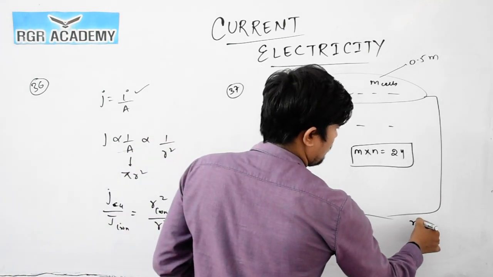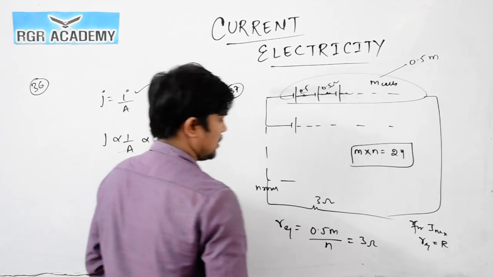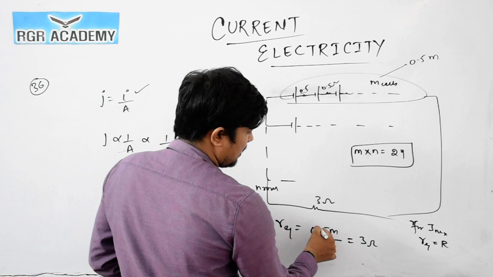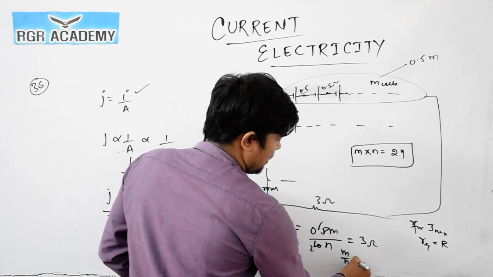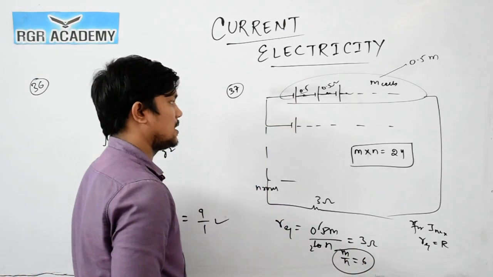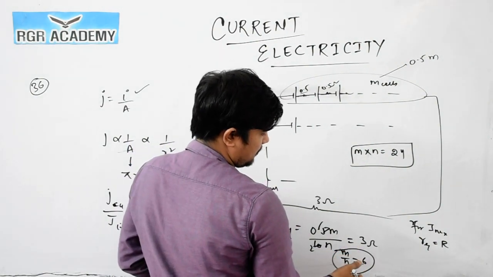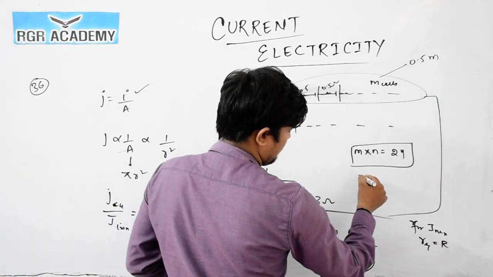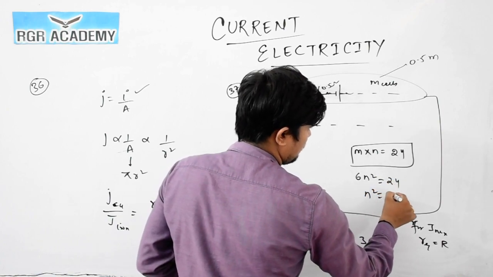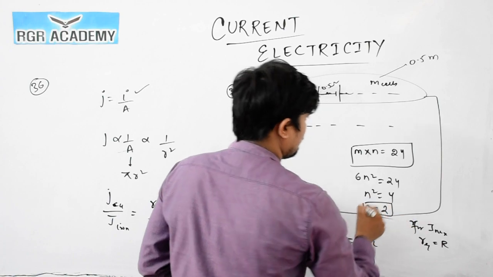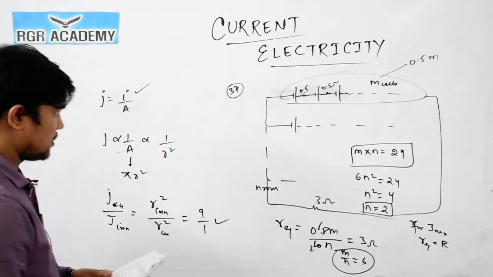For I max, R equivalent should be equal to external resistance. If you solve this, m by n will be equal to 6. M by n is 6 and m into n is 24. So if you put the value of m in terms of n, m is 6n, so 6n square will be equal to 24. So n square will be equal to 4, so n is equal to 2. If n is 2, then m will be 12. If we see the options, the second option will match. Now question number 38.